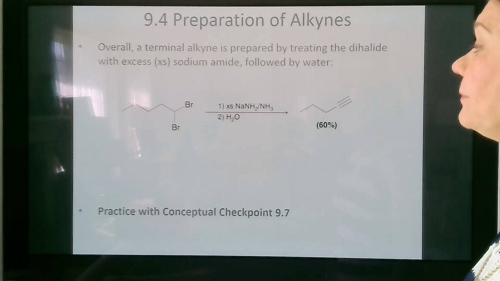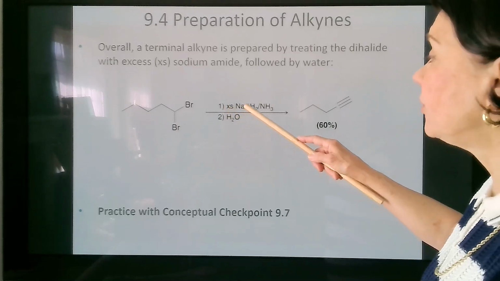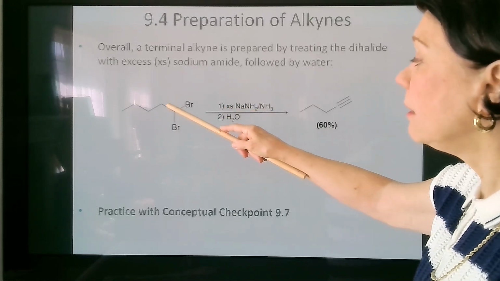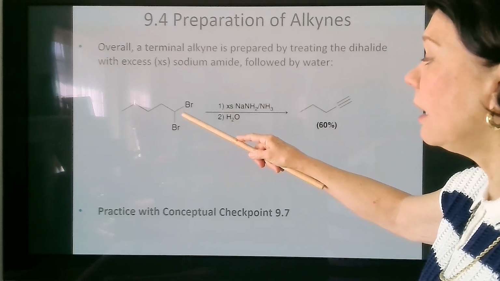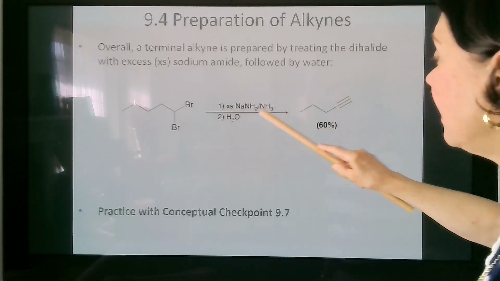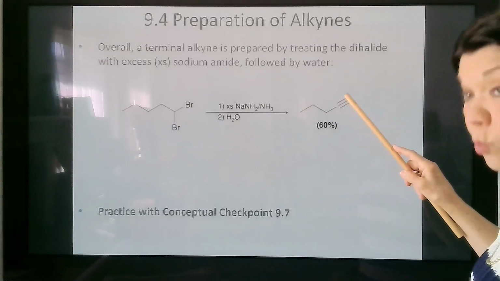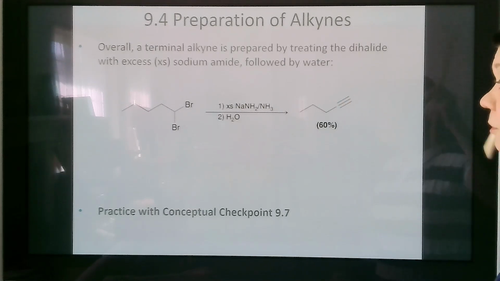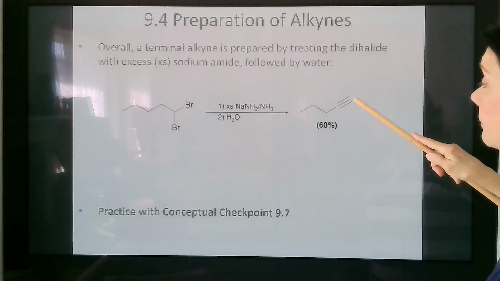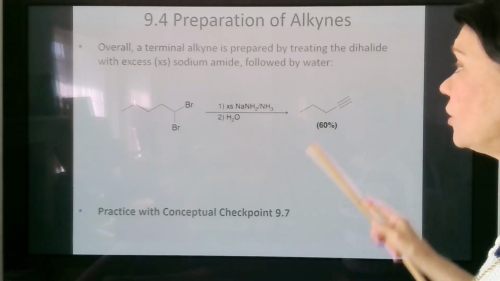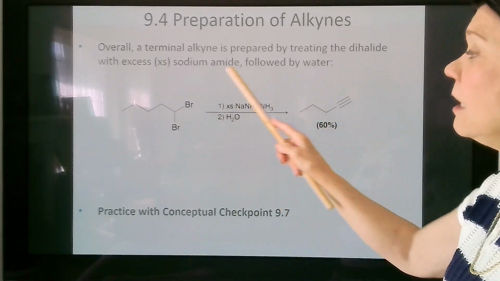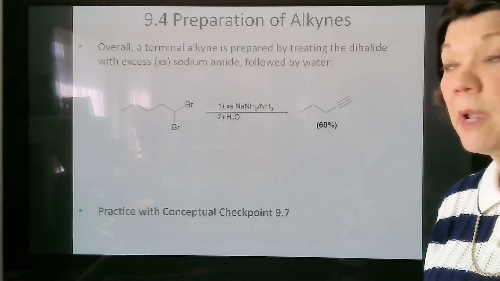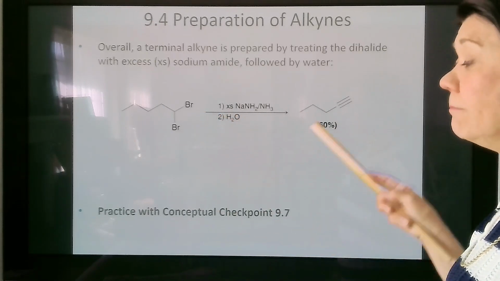And so, here it is: excess sodium amide in ammonia, and you form the alkynyl anion, and then you add some water as workup and protonate the terminal carbon to give you the alkyne. So this is the way that a reaction that you saw on the previous transparency would be drawn.